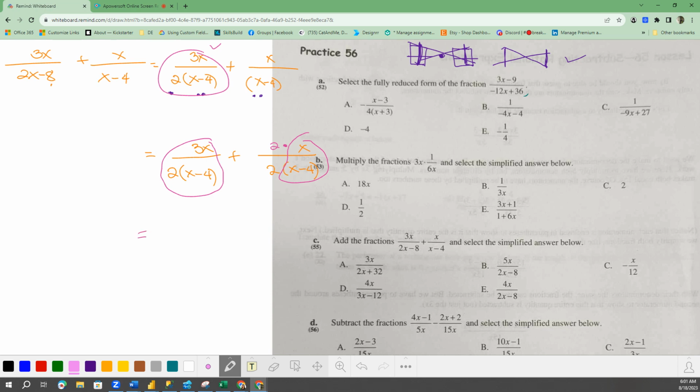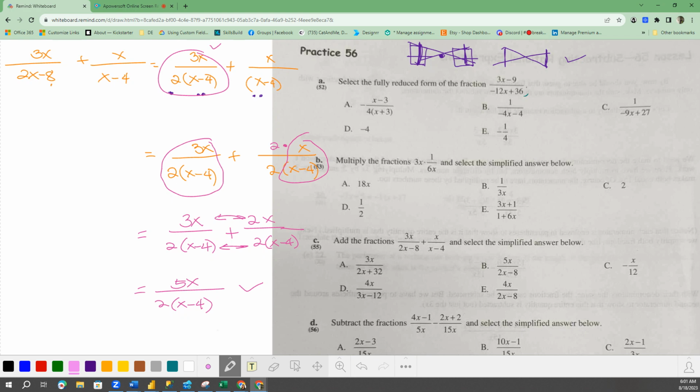Okay, then now we will simplify or multiply out. So you have 3x over 2x minus 4 plus 2 times x is 2x, 2x minus 4. Okay, and if you notice now, their denominators are exactly the same. So that means you can now add them. When I say add, you just add the numerators and then keep the denominator. So you have 5x there over 2x minus 4. Now, this is a better answer, I would say.